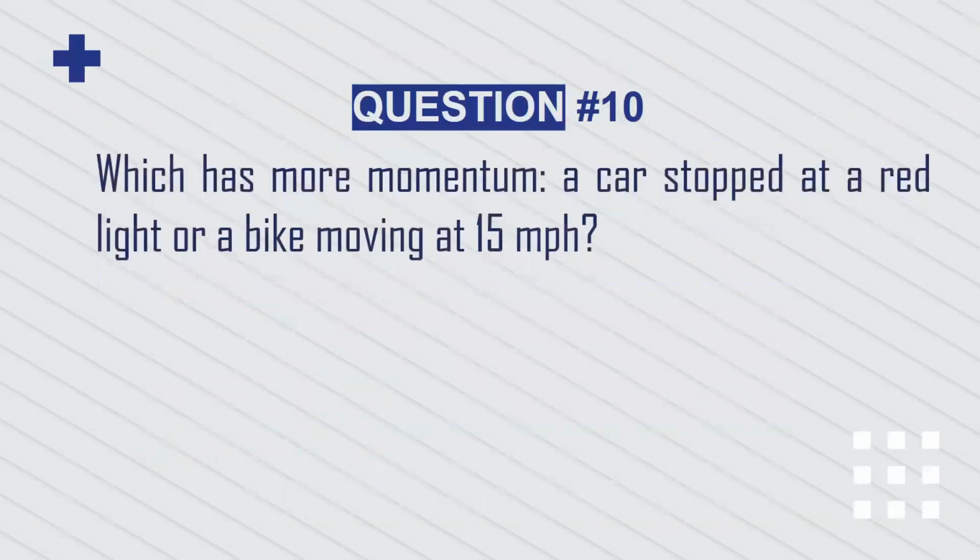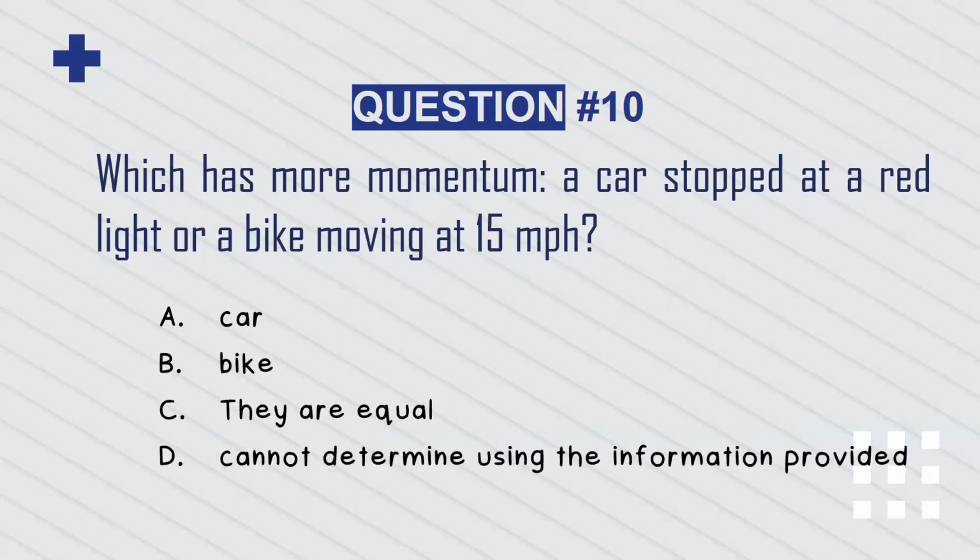Which has more momentum? A car stopped at a red light or a bike moving at 15 meters per hour? Is it A, the car, B, the bike, C, they are equal, or D, cannot determine using the information provided?